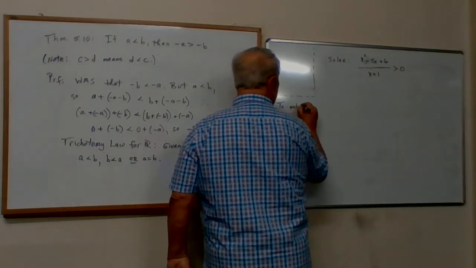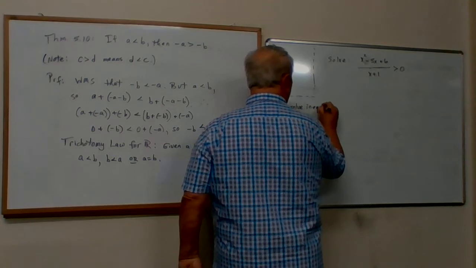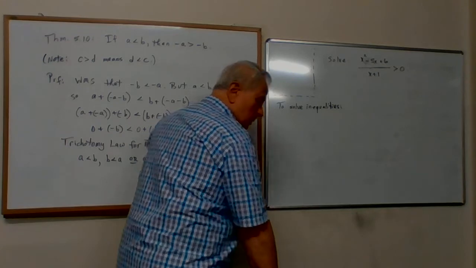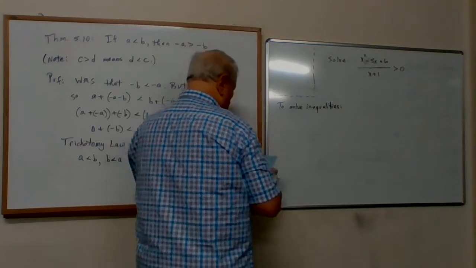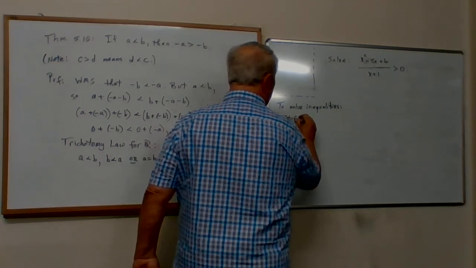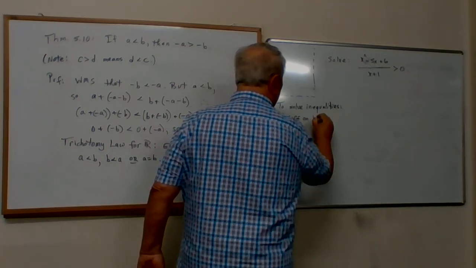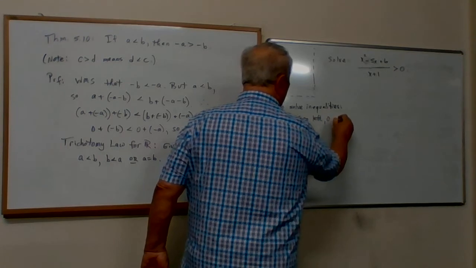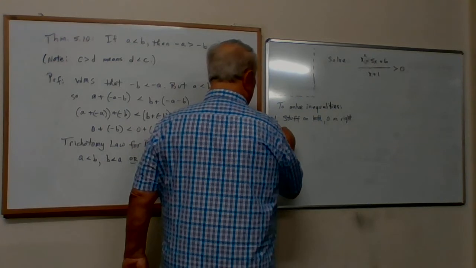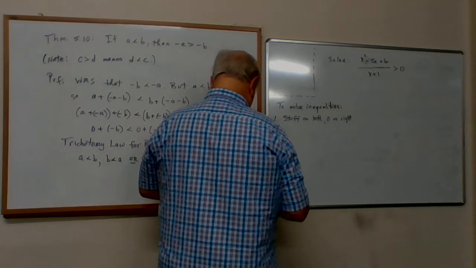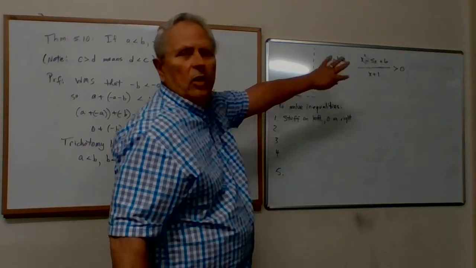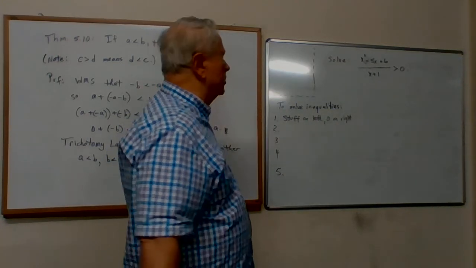To solve inequalities, here's what you do. First of all, get all the stuff on the left and 0 on the right. Okay? 5 easy steps. Well, that's already like that. All the stuff is on the left and 0 is on the right, so we're cool there.